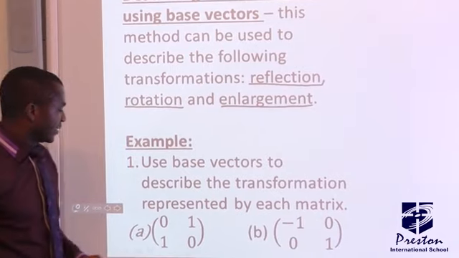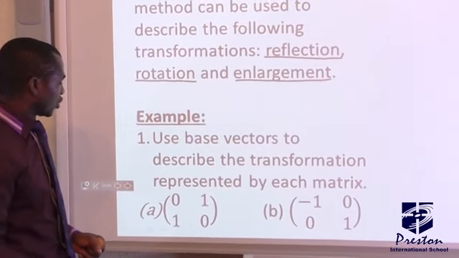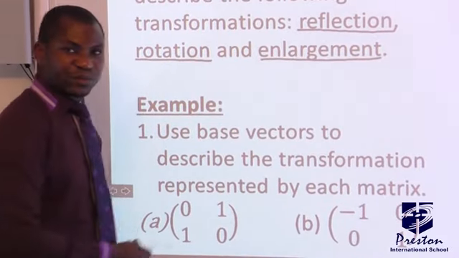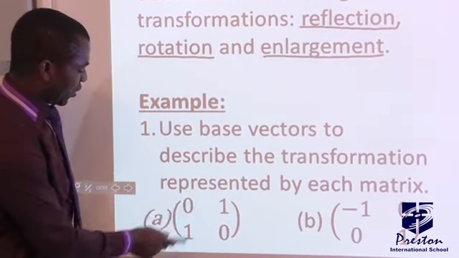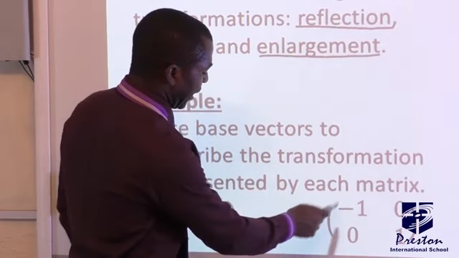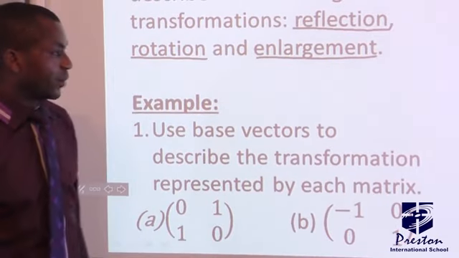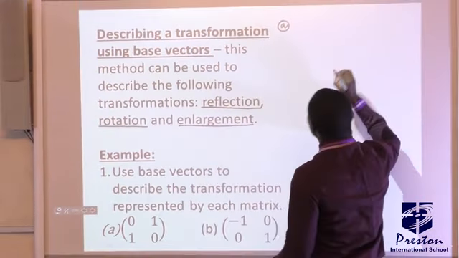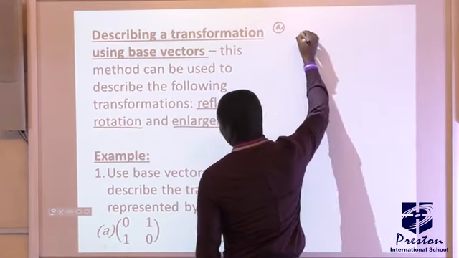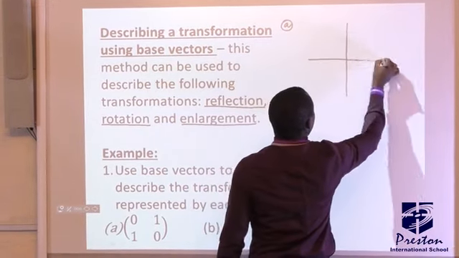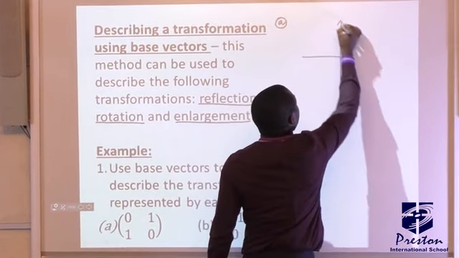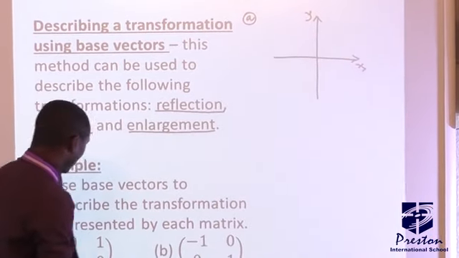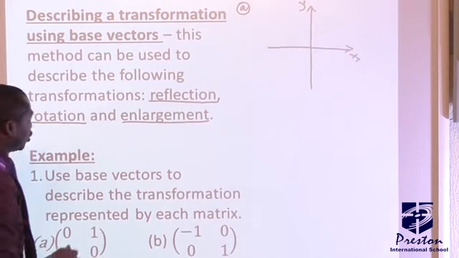Now, for the first example we want to consider, use base vectors to describe the transformation represented by each matrix. We have matrix A: (0, 1; 1, 0), and B: (-1, 0; 0, 1). For question A, we are going to start. We are going to use the base vectors as I showed you in the first slide.